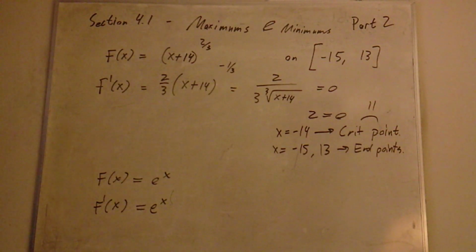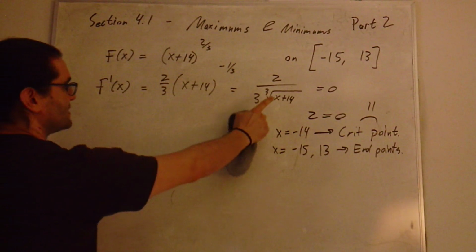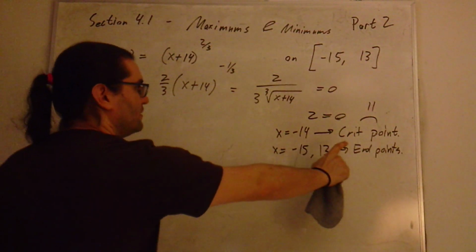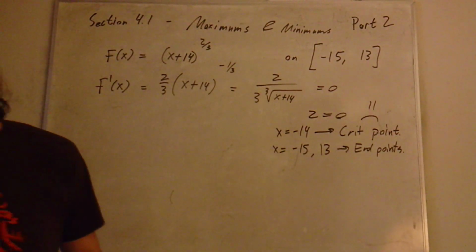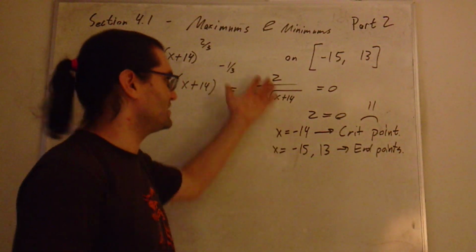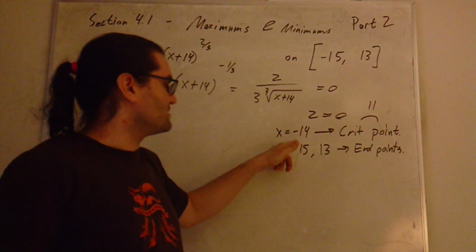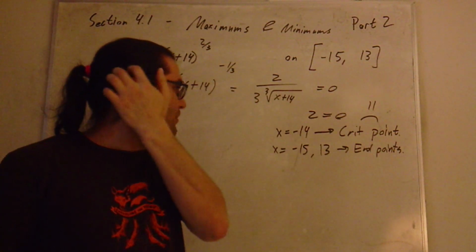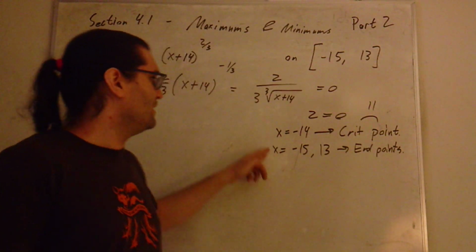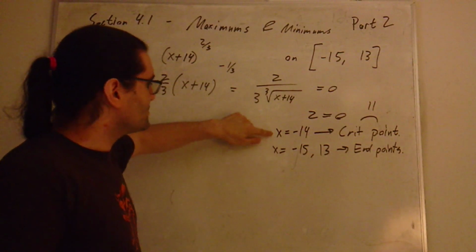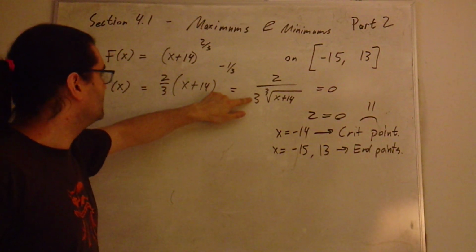But sometimes, when you're dealing with things that aren't polynomials, you also need to consider where the derivative is undefined, which usually means you're going to end up trying to make a division by zero error happen. So our division by zero error happens when x is negative 14, so that's a critical point. We need to be careful about that.